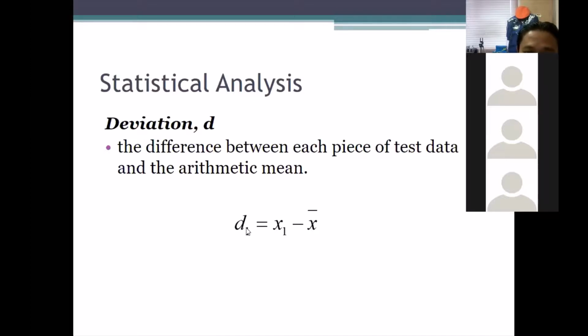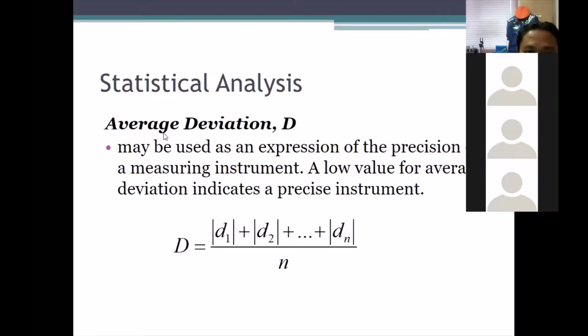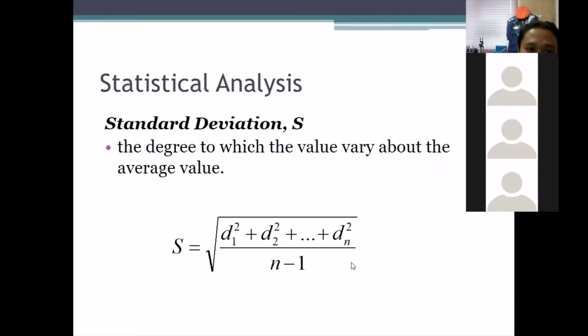All right. So next, the average deviation. That means, for example, we have 10 data measurements. So absolute D1 plus absolute D2 until absolute D10, divided by 10. This one we call the average deviation. Okay. So next is the standard deviation.